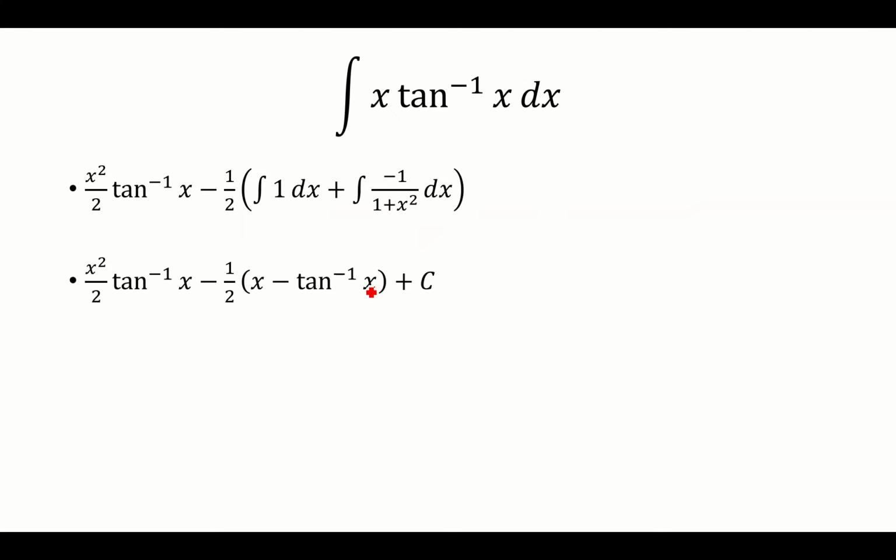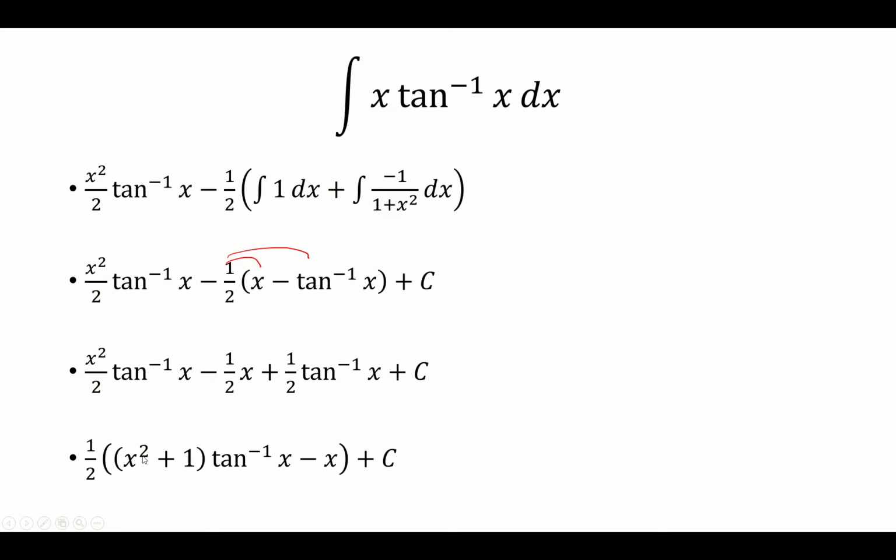inverse tangent of x. Now the next step, we're just going to distribute the negative 1/2 to both of these, and then we see that all three terms here have a 1/2. So I'm just going to factor out a 1/2, and then get that we have 1/2 times the quantity x squared plus 1, because the inverse tangent of x has 1/2 in front for both of these terms. So I'll factor out x squared plus 1, and then minus x plus c.